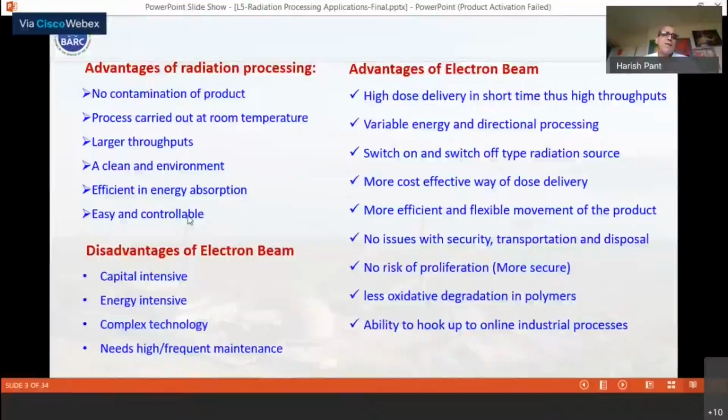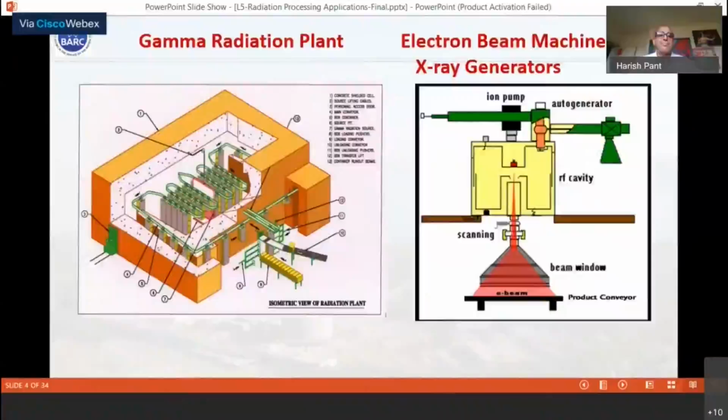While in the case of the gamma radiation plants, the maintenance is not that complex, it is not a complex technology. The electron beam machines always require very frequent maintenance. So these are the advantages and disadvantages of the gamma processing and the electron beam processing techniques.